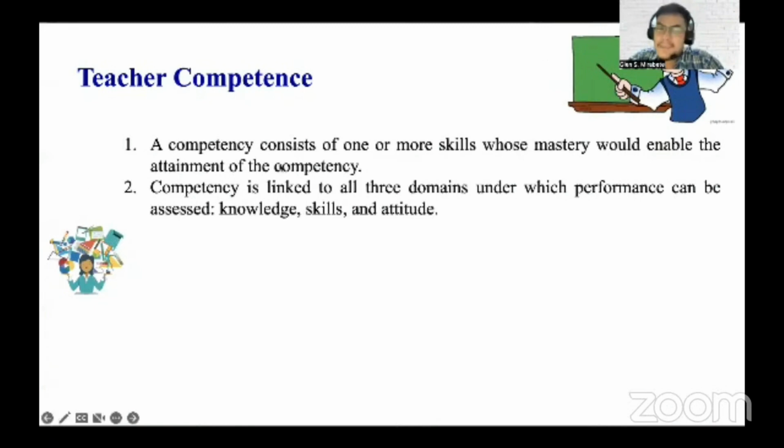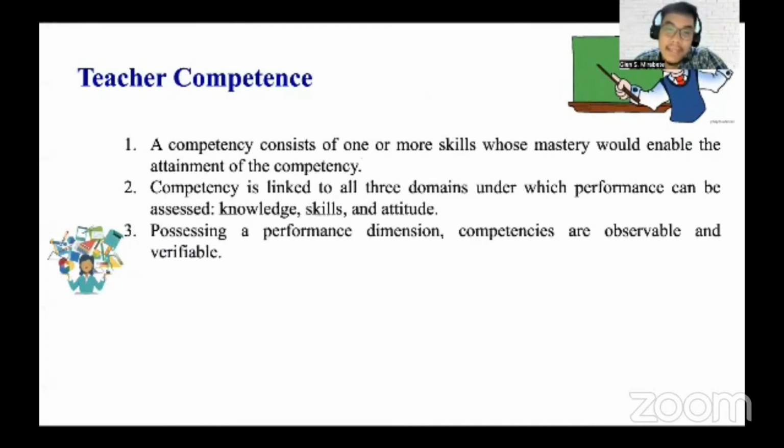And the competency is linked to all three domains under which performance can be assessed: the knowledge, skills, and attitude, the KSA. And when you establish the lesson objectives, this has three domains. What are those? We have the C, A, and P, or the CAP domains: the cognitive, affective, and the psychomotor.